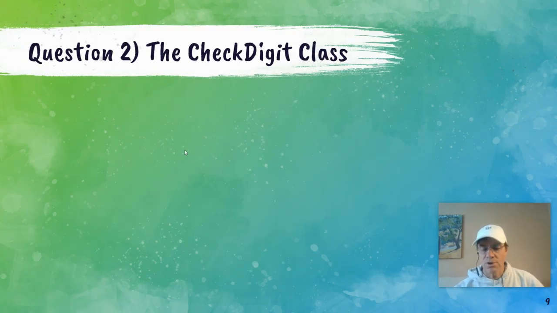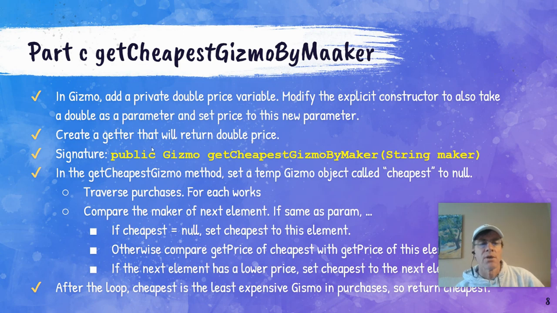They want us to return, sorry about that. They want us to return the gizmo. They want us to return the object that is the cheapest, not the index in it, which actual one. That gets to be a little bit tricky.